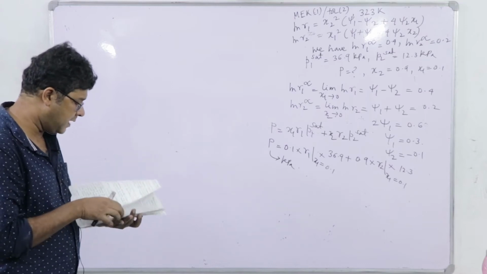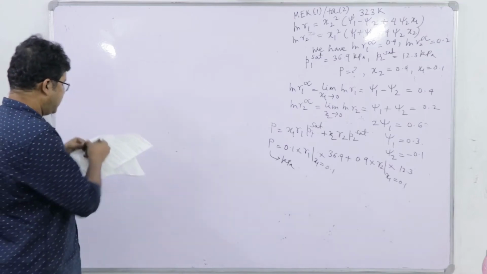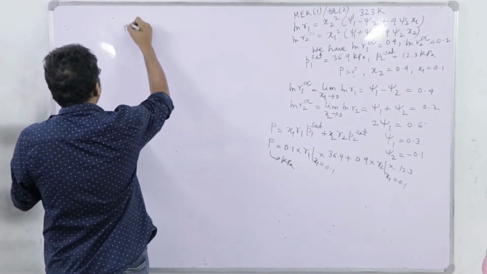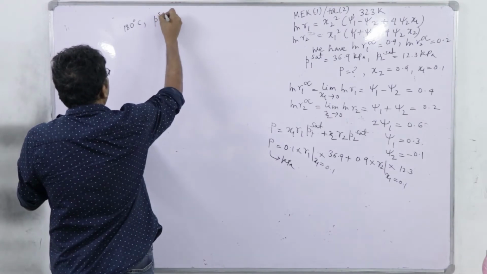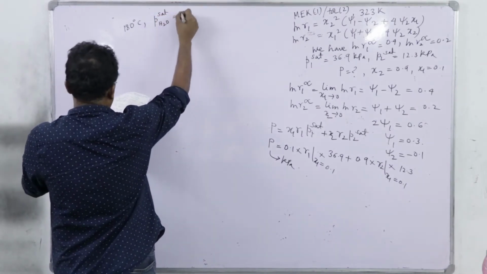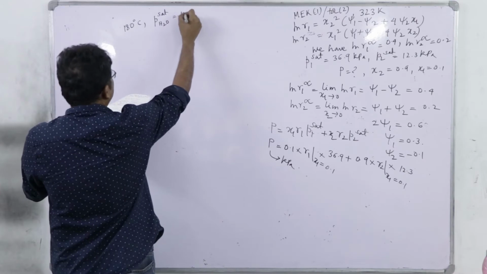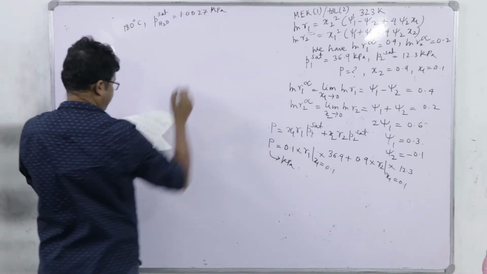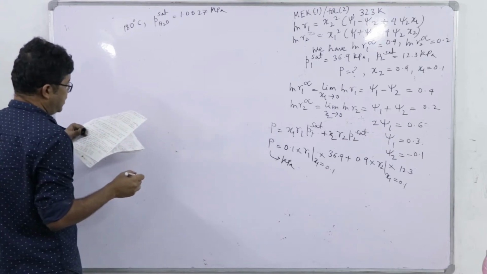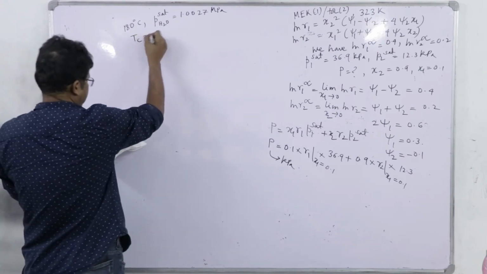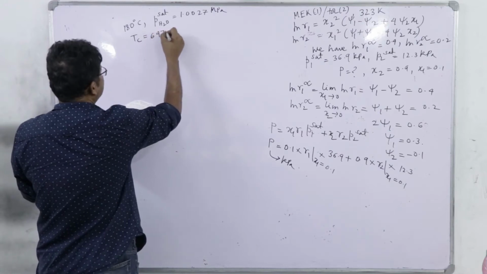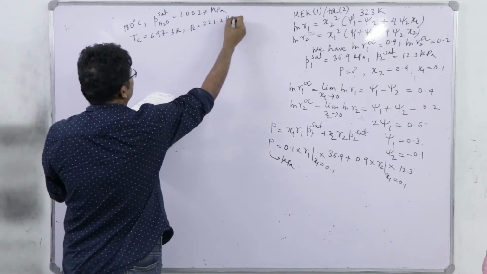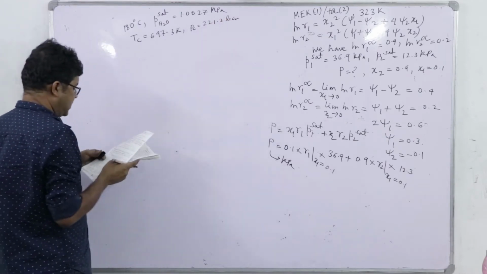See another, the saturation pressure of water at 180 degree, P sat of water, is given as 1.0027 megapascal, right. Critical constants of water are Tc equal to 647.3 Kelvin, Pc is equal to 221.2 bar. Calculate the eccentric factor.